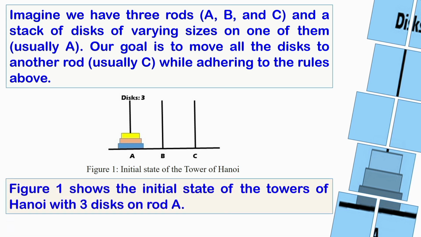Figure 1 shows the initial state of the Towers of Hanoi with three disks on rod A. With reference to the figure, we can see there are three rods labeled A, B and C. Imagine disks of varying sizes are stacked on rod A. The goal is to move all these disks to rod C, adhering to the specified rules which we have discussed earlier. As shown in figure 1, this is the initial state with three disks on rod A.